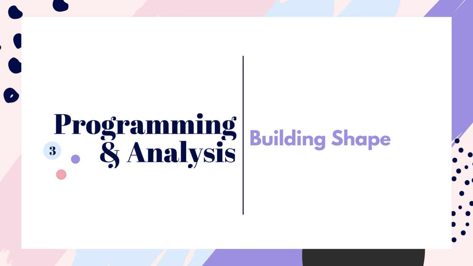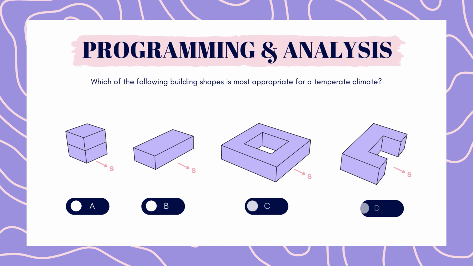Now on to programming and analysis. Which of the following building shapes is most appropriate for a temperate climate? A, B, C, or D? Pause to answer.